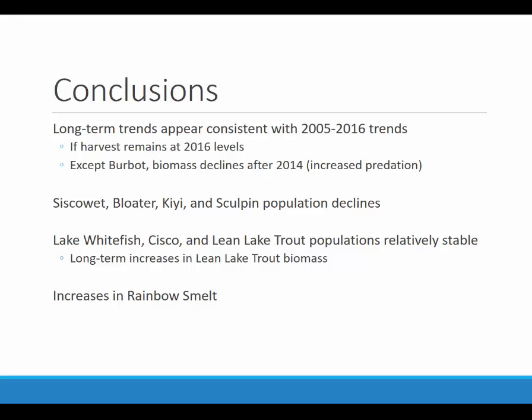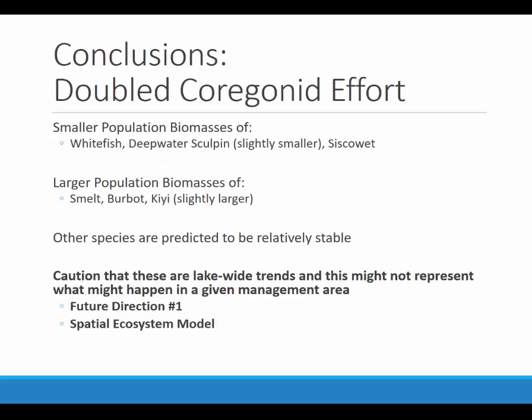This is with the exception of burbot, which we saw beginning to decline after about 2014, and this was from increased predation. We see siscowet, bloater, kiyi, and sculpin population declines, and relatively stable populations of whitefish, Cisco, and lean lake trout. There might be some increases in lean lake trout with this model, and we also see increases in rainbow smelt. If we double our coregonid effort, we expect to see smaller populations of whitefish, and slightly smaller deepwater sculpin and siscowet. We see relatively larger populations of smelt, burbot, and kiyi, and other species are predicted to remain relatively stable.